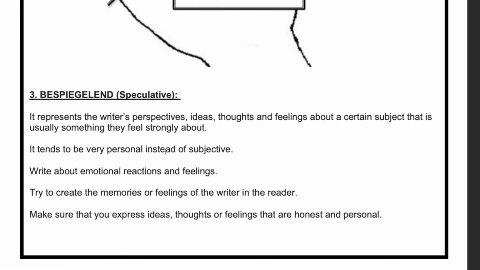Then you have spieelend, which is like a speculative essay. It represents the writer's perspectives, ideas, thoughts, and feelings about a certain subject. That is usually something you feel strongly about, okay? It tends to be very personal and subjective. Write about emotional reactions and feelings. Try to create the memories or feelings of the writer in the reader. Make sure that you express ideas, thoughts, or feelings that are honest and personal. So they'll give you a statement, and then you would sort of go into that and give your perspective on that statement. I think one time in one past paper, it was that whole thing about life being a box of chocolates, and they were sort of going into what you think about that.